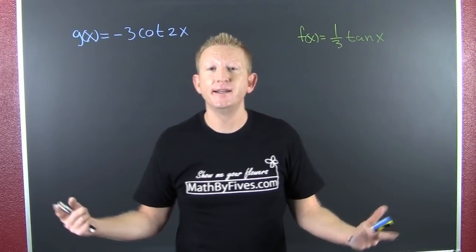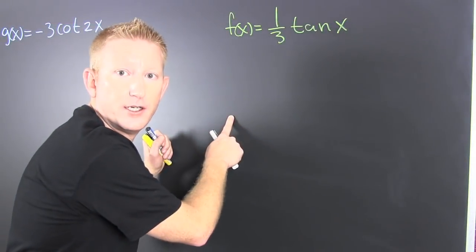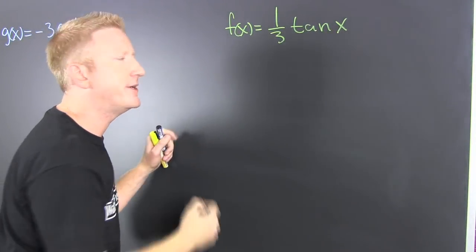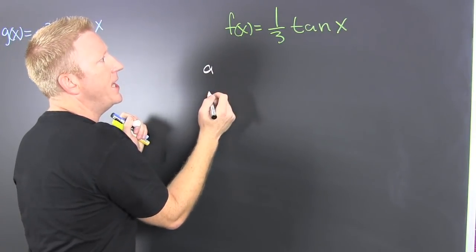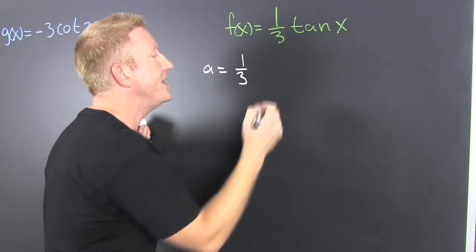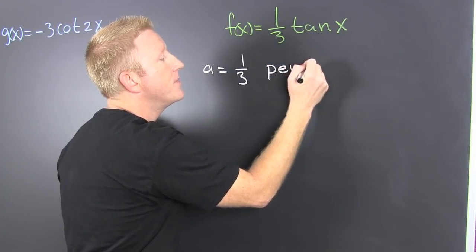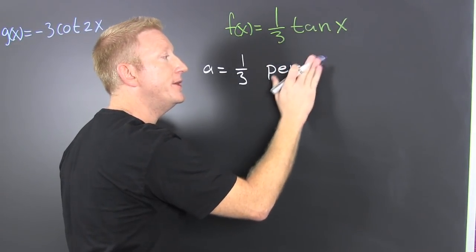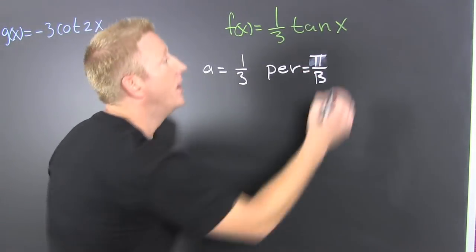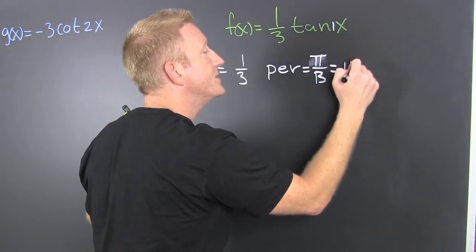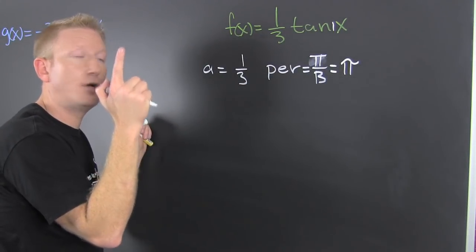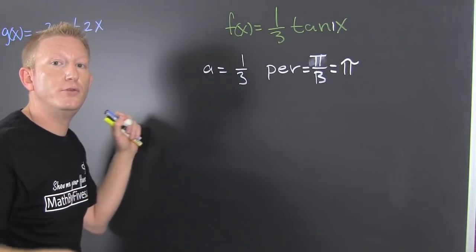Now that we have a game plan, let's go into our first example. I'm graphing f of x is equal to 1/3 the tangent of x, so I get my characteristics. My a, not my amplitude, is the absolute value of the number in front, and it's going to be 1/3. And then my period is the usual period of tangent, which is pi divided by b. But here we see our b is 1, so my period's going to be pi. So then I flip it, don't have to, sketch it, label it, and then move it.